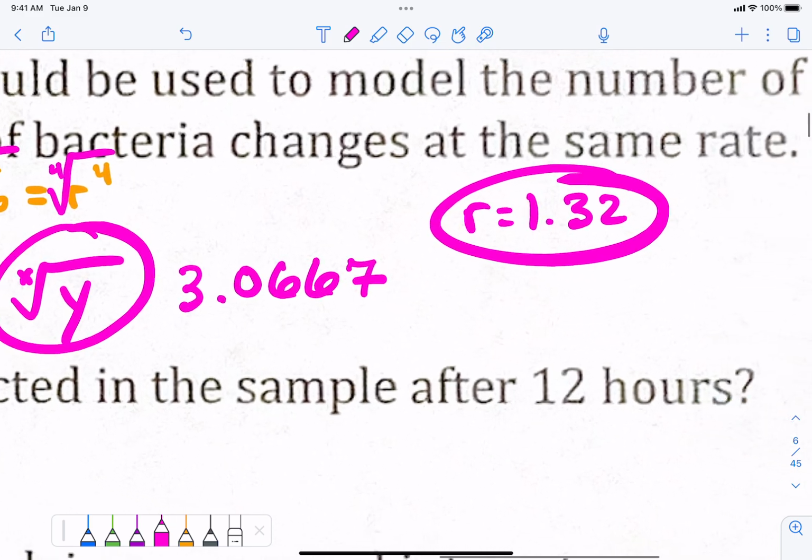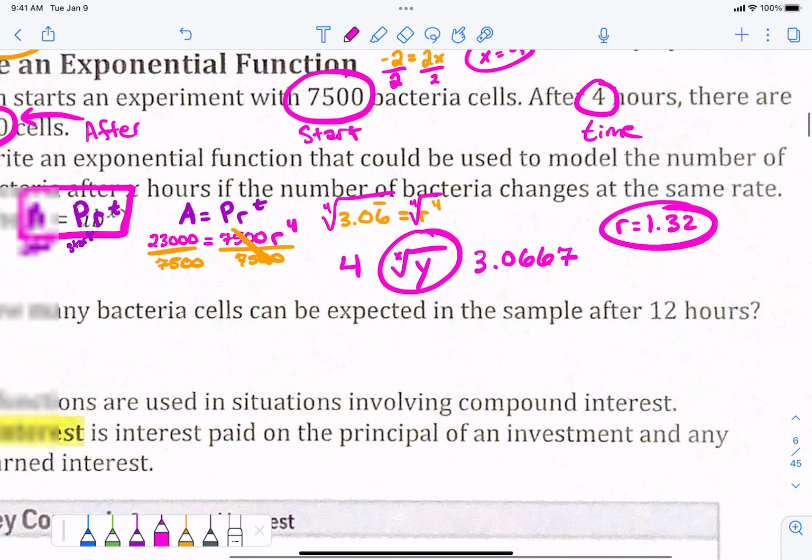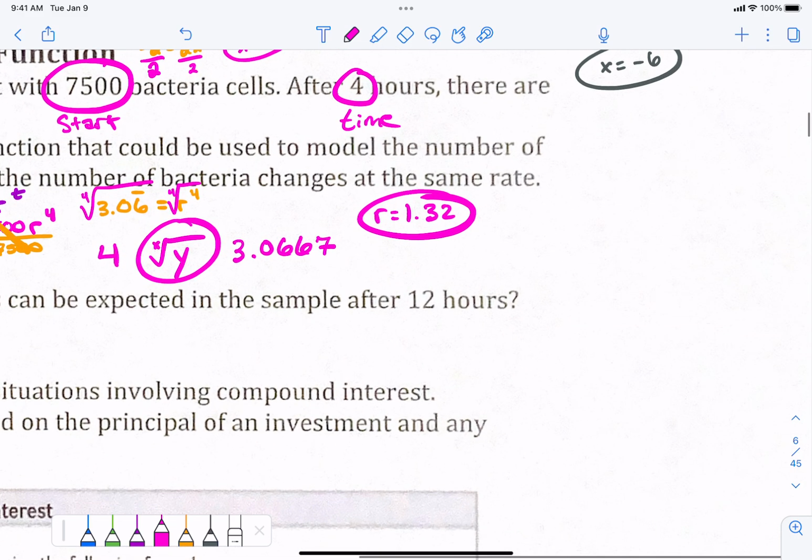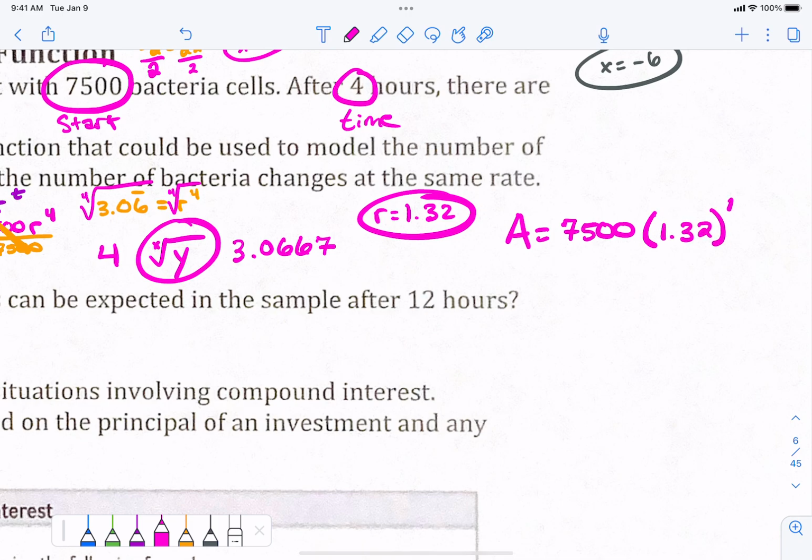Okay, R is 1.32. Now, they want us to write an exponential function. So I'm going to change this and let's leave A as A, right? We want this equation set up ready to go so that I can plug in anything for T. My starting amount is still 7,500, but now I know what R is. It's 1.32 to the T power.